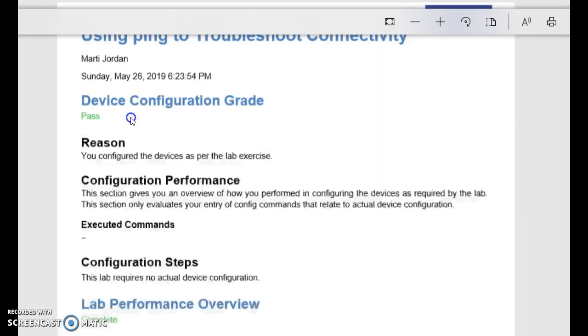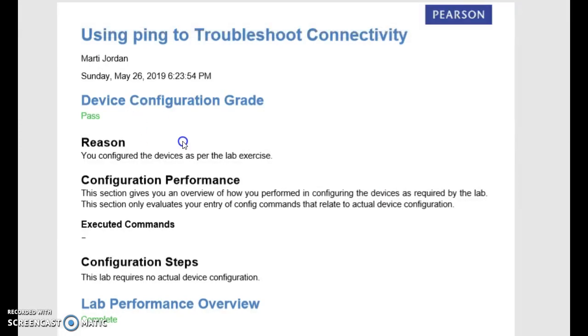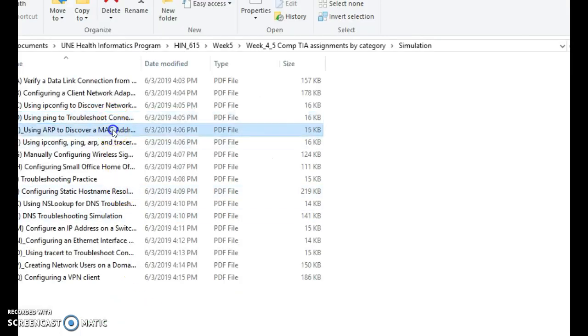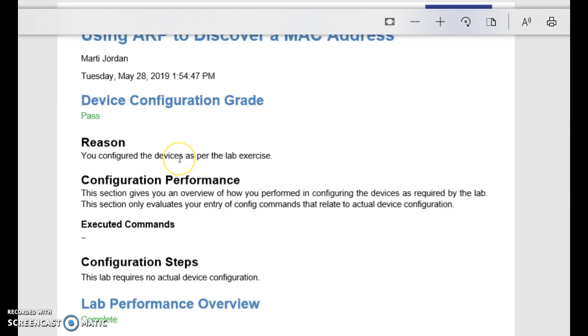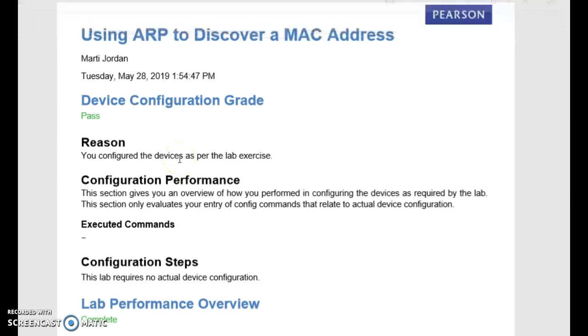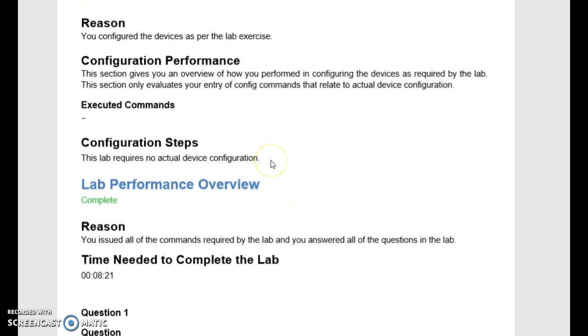Using ping to troubleshoot was the next one, and I did it, and I passed it. So I completed this lab. And then the next one was using ARP to discover a MAC address. I completed this lab and passed it. That one only took me 8 minutes.